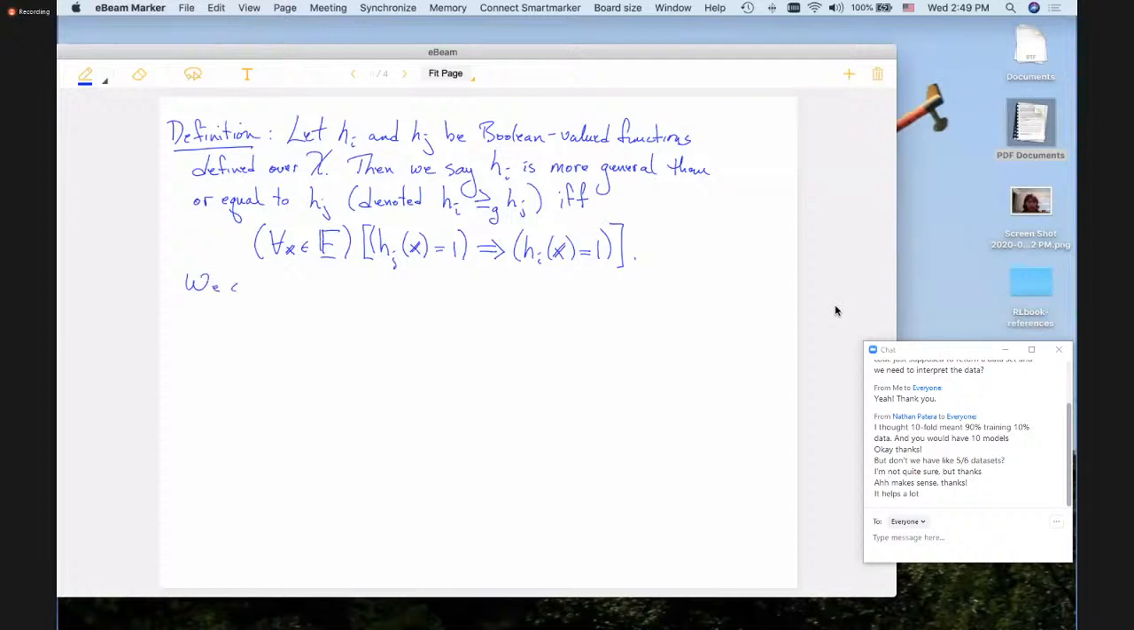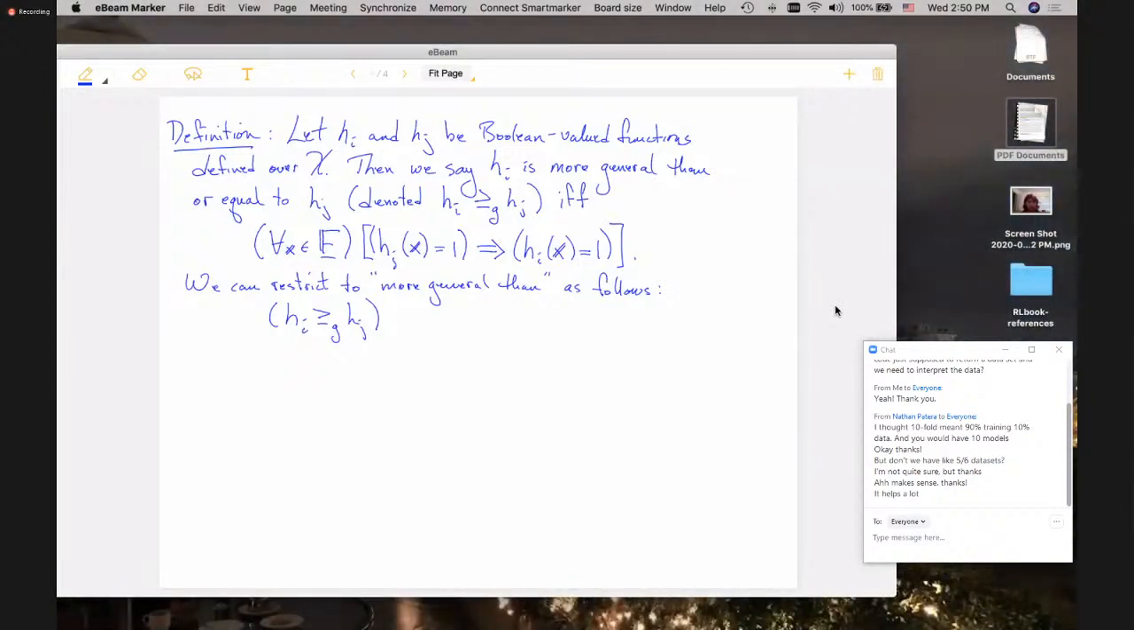We can restrict to more general than as follows, where we have hi more general than or equal to hj, and I left off the x, if that bothers you, you can plug it back in, and hj is not more general than hi. Okay.